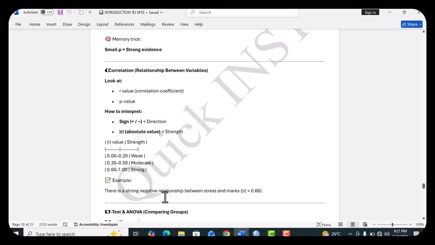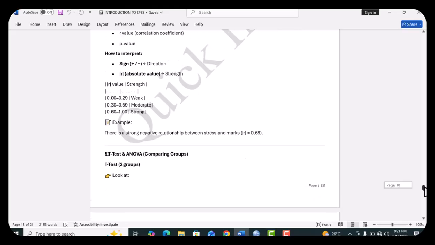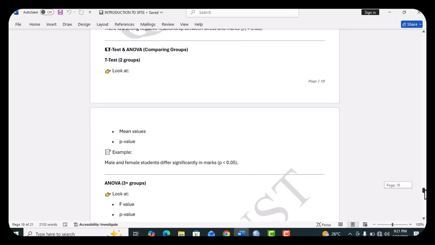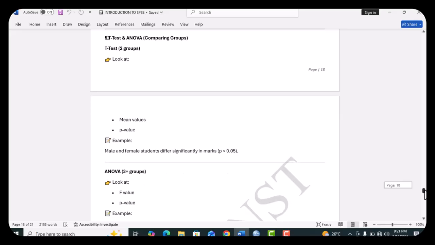Then you test for ANOVA. When you are comparing two groups, you check the mean value and the p-value between the two groups. And when you have ANOVA, that's between three or more groups. So for ANOVA, no absolute value is used.